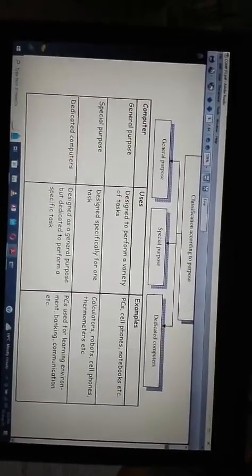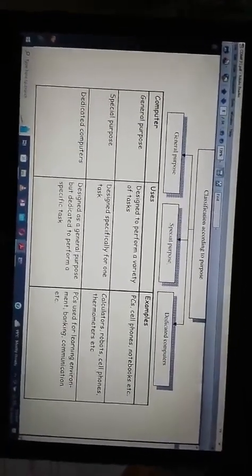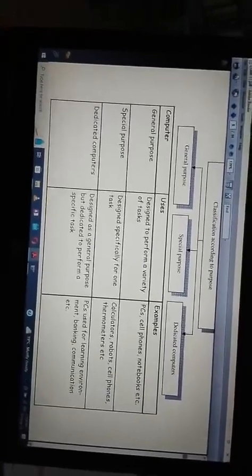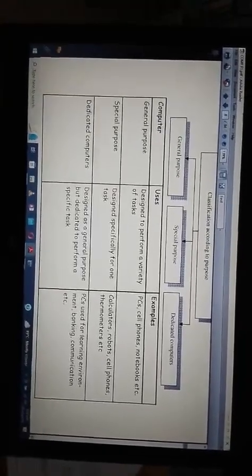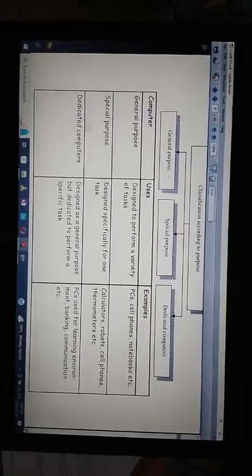The first one is general purpose computers. They are designed to perform a variety of tasks. A good example of general purpose computers is the normal PCs. PC stands for personal computers. Then we have cell phones. Actually, right now, guys, I'm using a PC and I'm also using my cell phone. So these two that I'm using, they are general purpose computers. Notebooks, they are also a good example of general purpose computers.